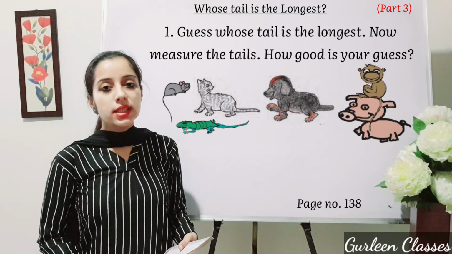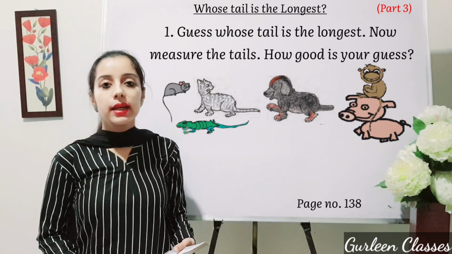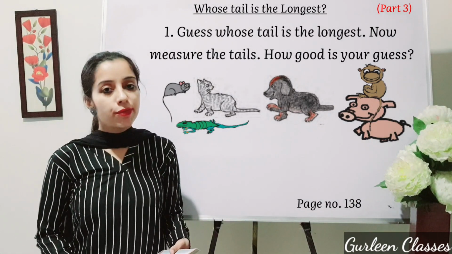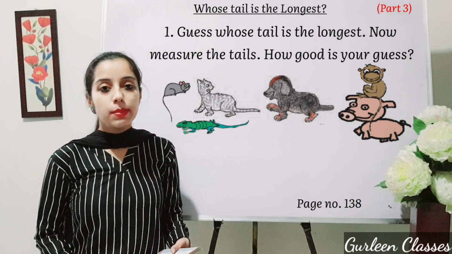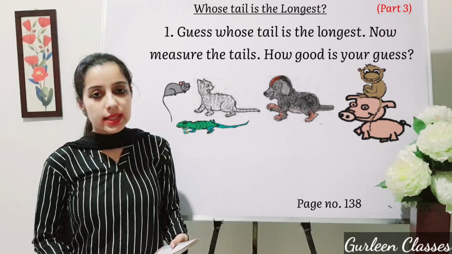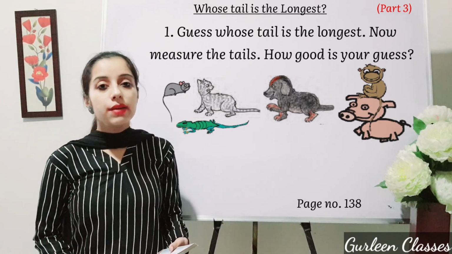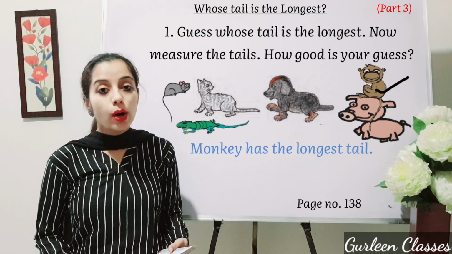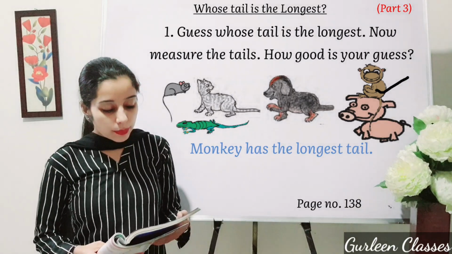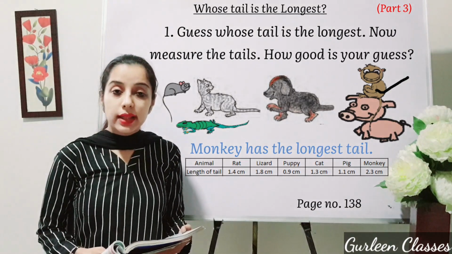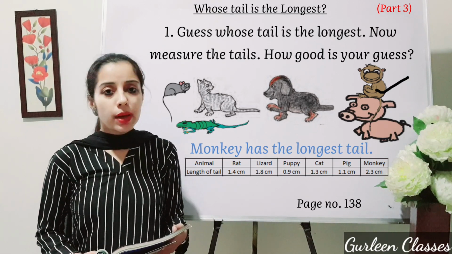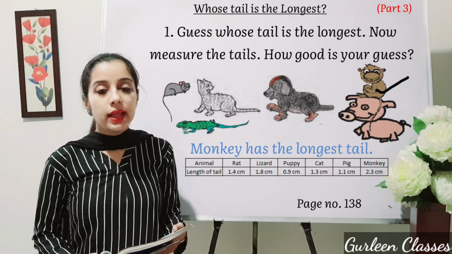Next topic, whose tail is the longest? So this topic is there in your book, page number 138. So this picture is there in your book. You can see different animals. We have to tell which animal has the longest tail. Now measure the tails. How good is your guess? So from this picture, it is clearly visible that the monkey has the longest tail. Which animal has the longest tail? Monkey. Now calculate. We have to calculate the length of the tail. So these are different animals. Rat, monkey. So students, now measure their length and write your answer.